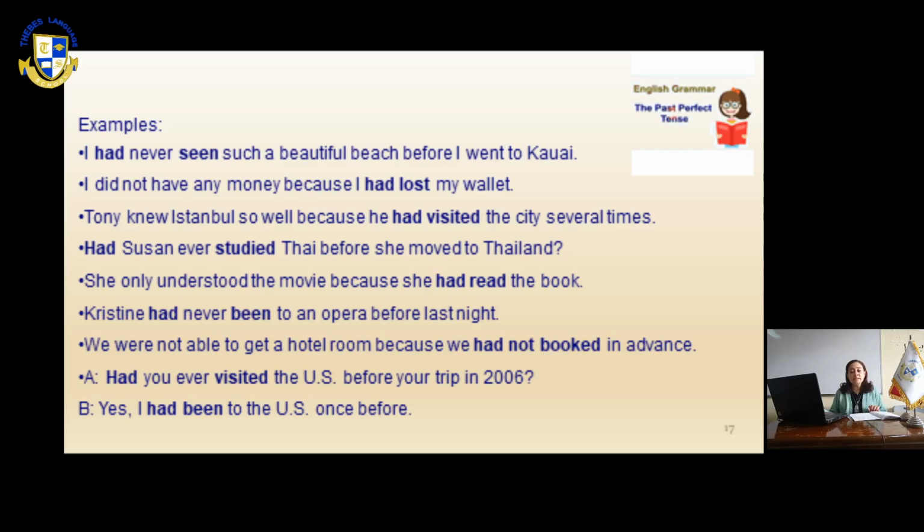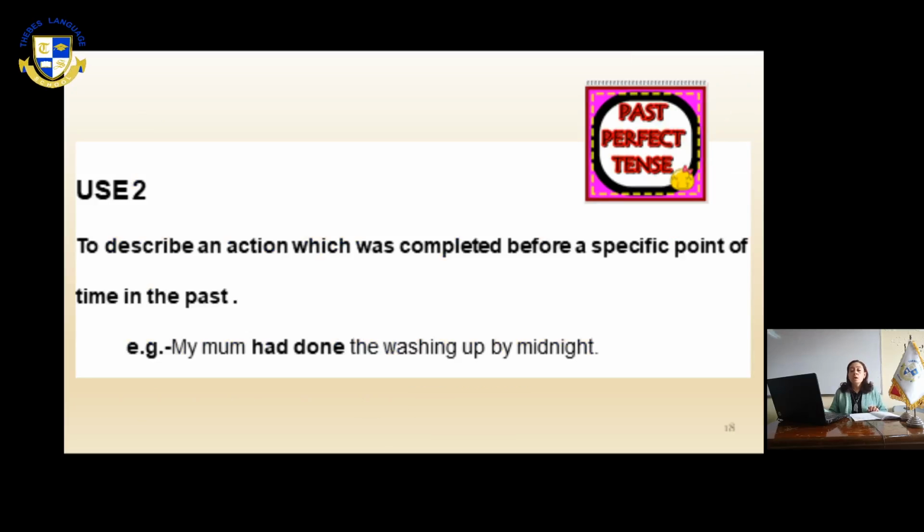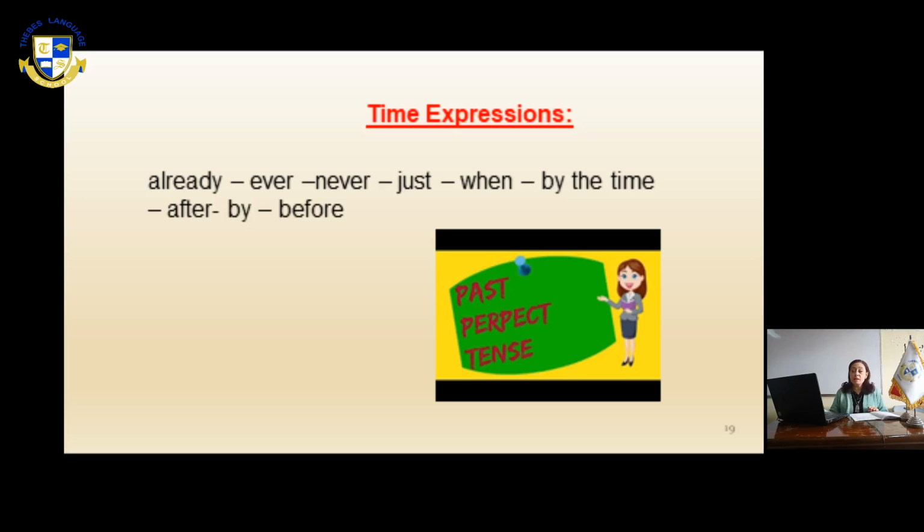Moving to slide 18. We also use the past perfect to describe an action which was completed before a specific point of time in the past. My mom had done the washing up by midnight. I mean, she finished this action before midnight. Slide 19. Let's talk about the time expressions. We have a lot, like already, ever, never, just, when, by the time, after, by, before.